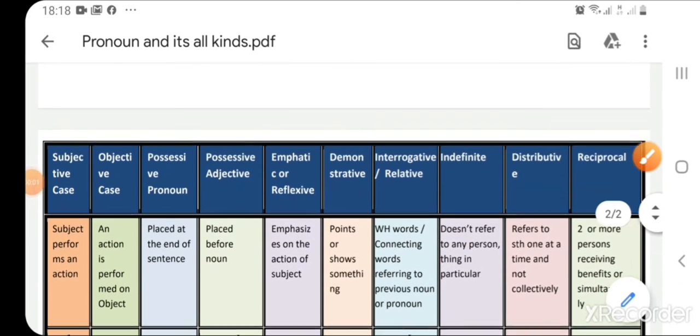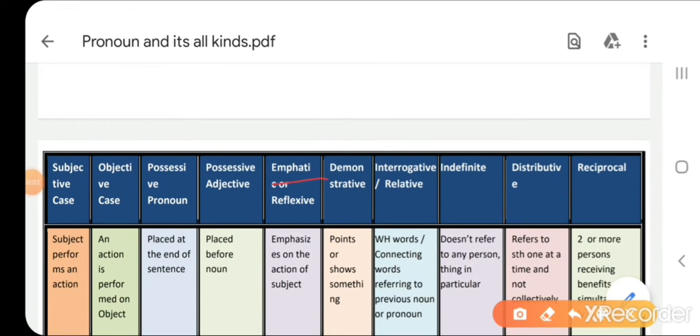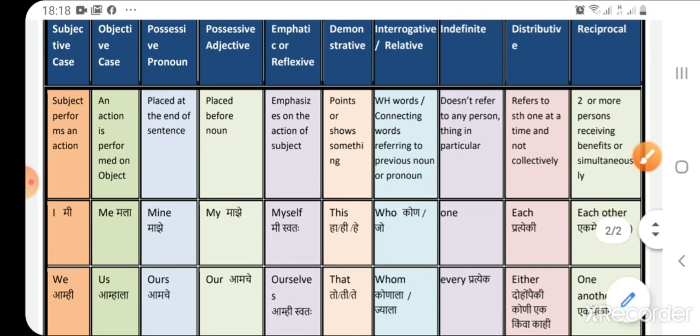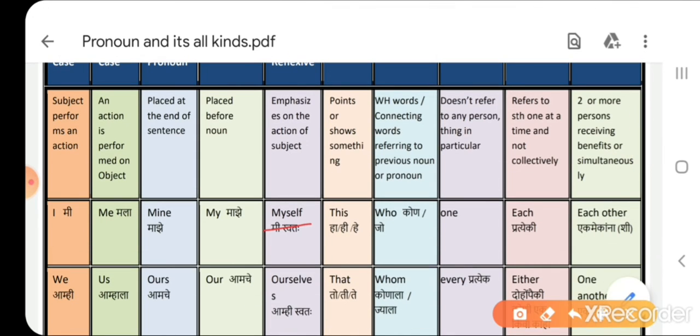Emphatic pronouns emphasize or give importance to the action of the doer. They are used immediately after subjective pronouns. For example, I myself. I myself completed that task. If I say this, it means I completed that work myself. That means without anyone's help. That becomes an emphatic pronoun.